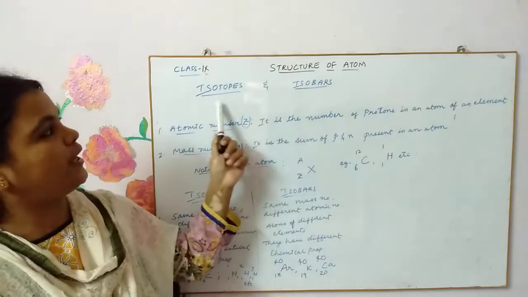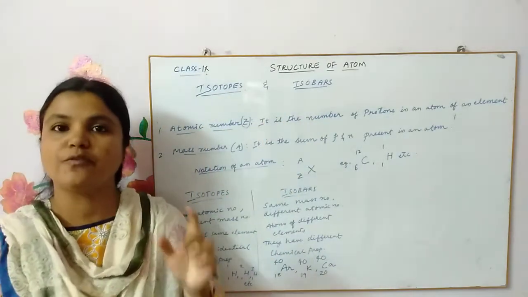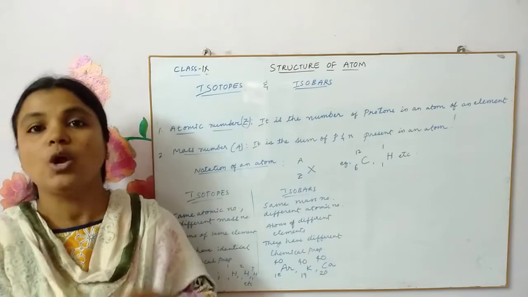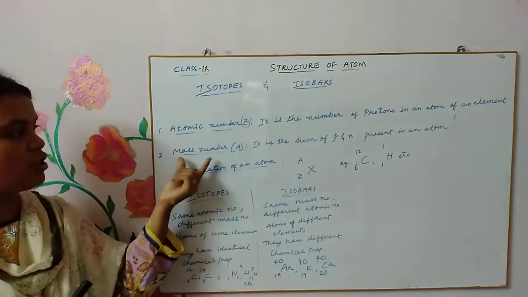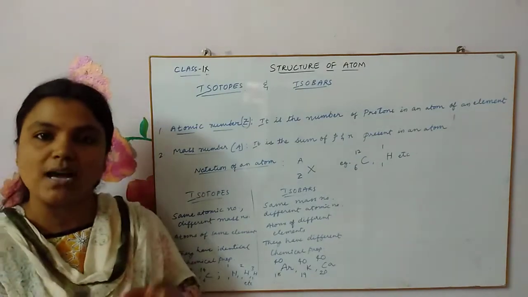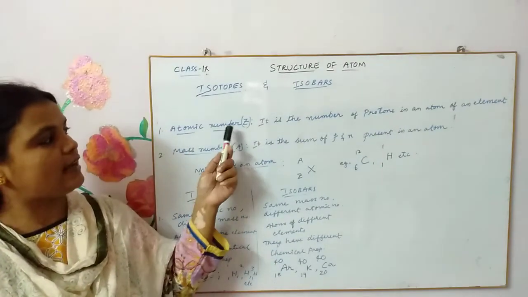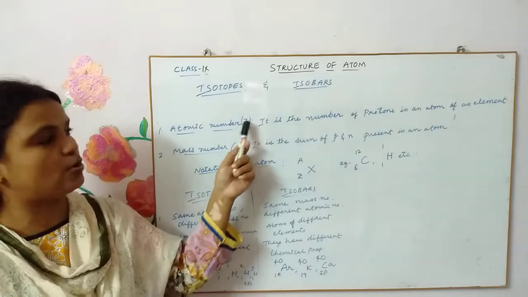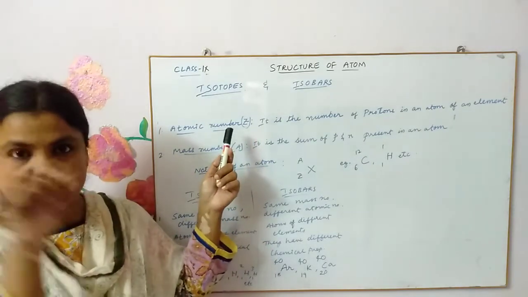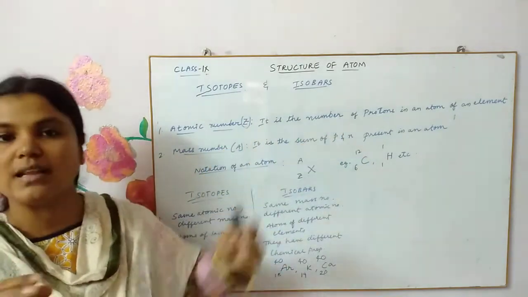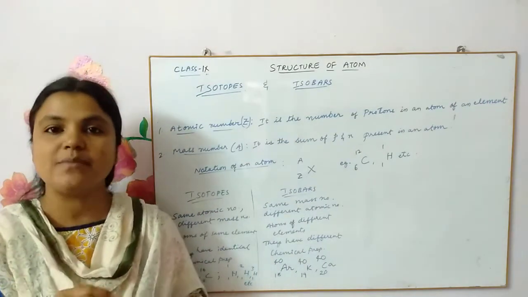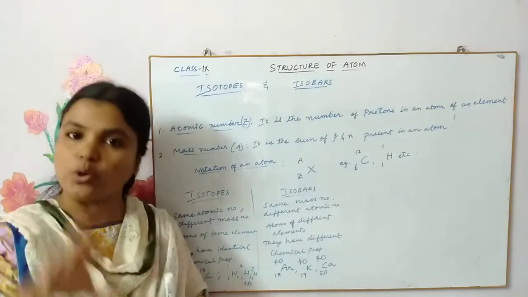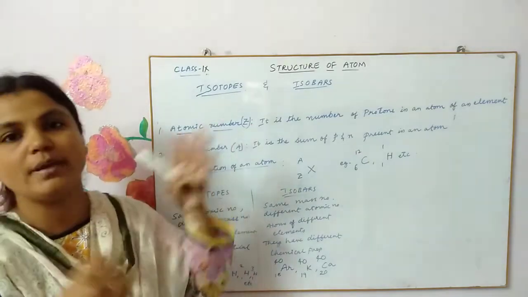so the topic for today is isotopes and isobars, and before we actually head into the topic, we need to understand certain basic things. We need to understand what is atomic number and what is mass number, children. You can see that the atomic number is denoted with a letter Z, and it is nothing but the number of protons which are present in an atom of an element. That means number of protons is nothing but the atomic number.